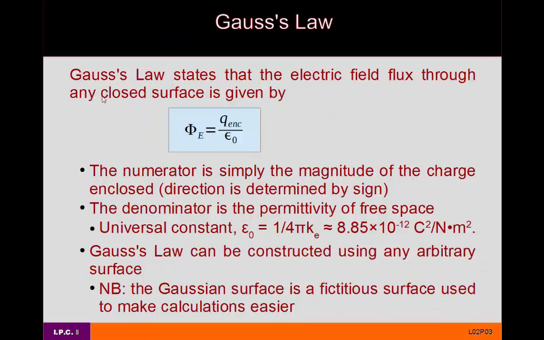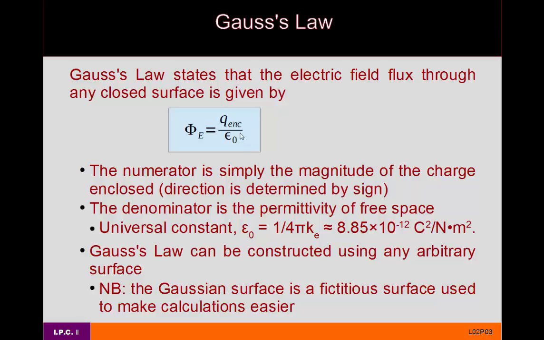So what is Gauss's law? Well, Gauss's law actually is very simply expressed. This is it. Gauss's law in its simplest form says that the total electric field flux through a closed surface, any closed surface, is equal to the total charge enclosed divided by the permittivity of free space.